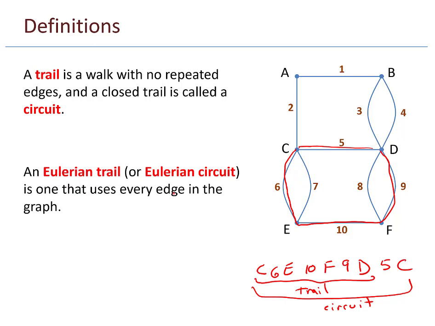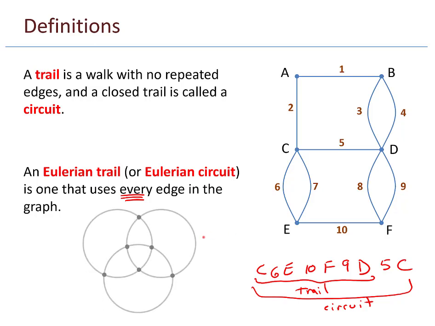Now, an Eulerian trail, or Eulerian circuit, is one that uses every edge in the entire graph, and that's the key for Eulerian. It uses every edge. Now, it turns out that the graph that's drawn here does not have an Eulerian circuit or an Eulerian trail. And you can maybe give it a try, see if you can convince yourself of that. But again, a little bit later, we'll talk about Euler's theorem on graphs and show why this is so.